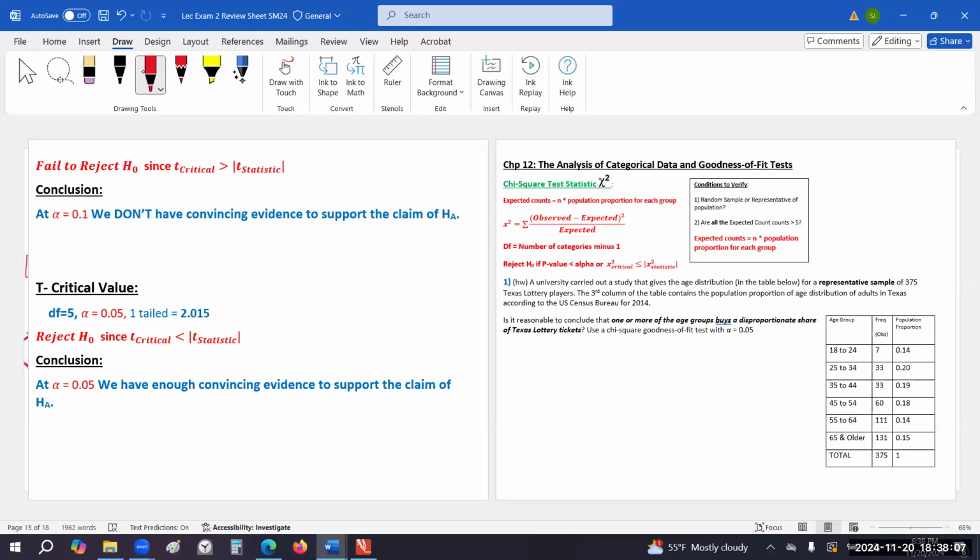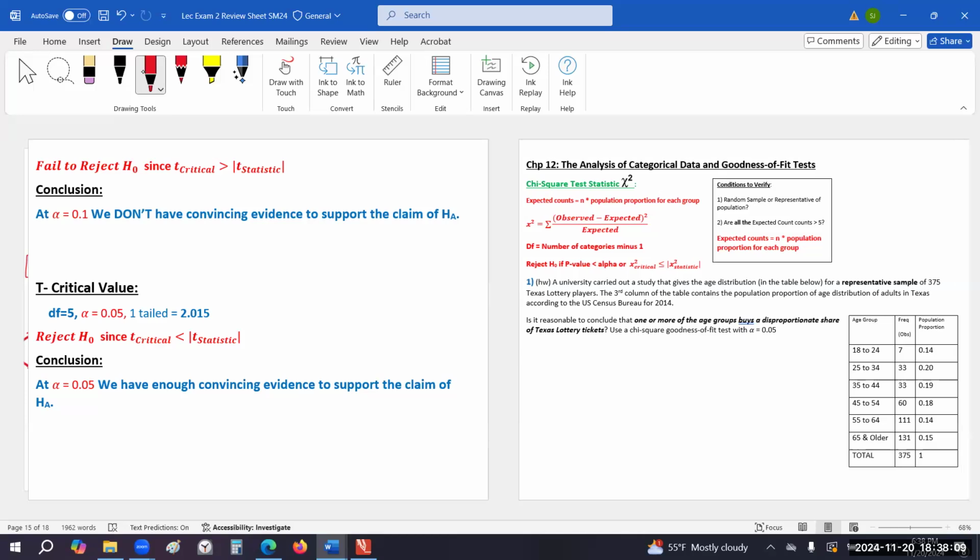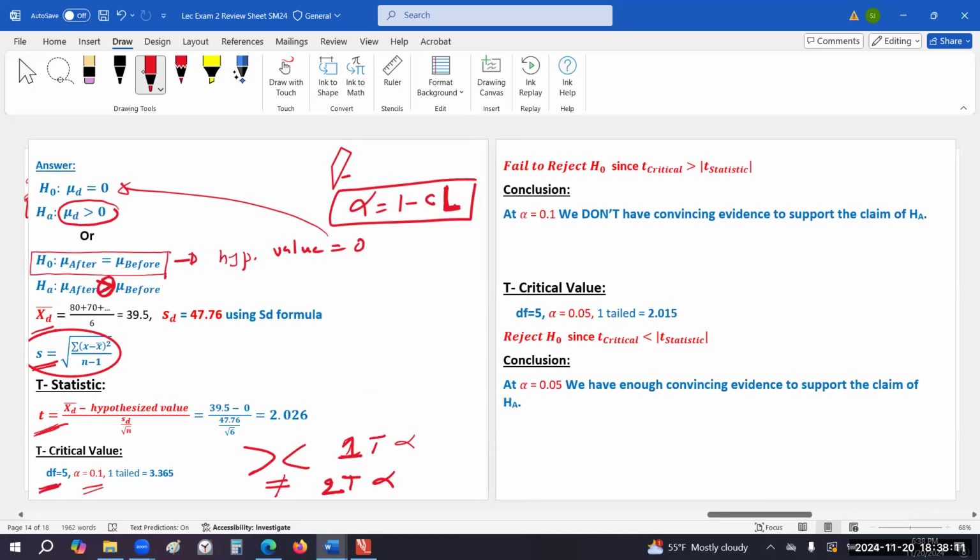Any question, comments, concern, complaint, anything? Make sure you have a calculator. There are many things you have to do in the calculator.